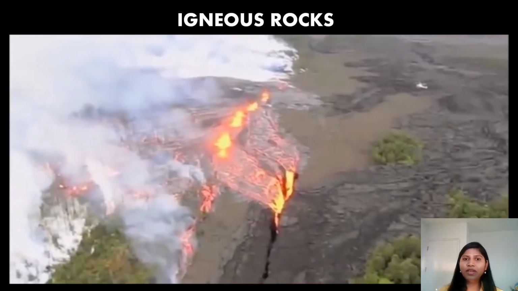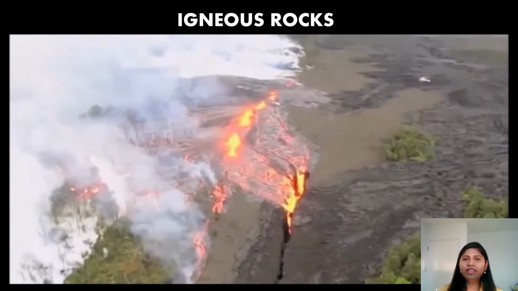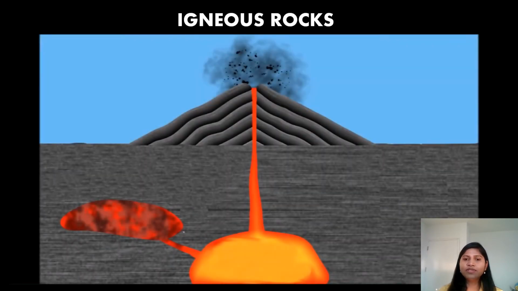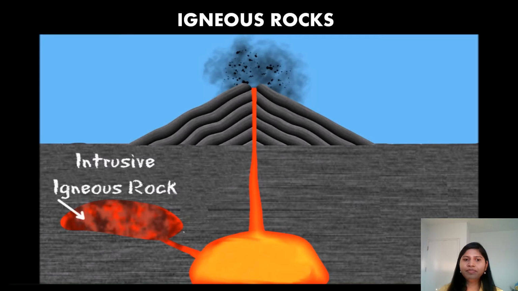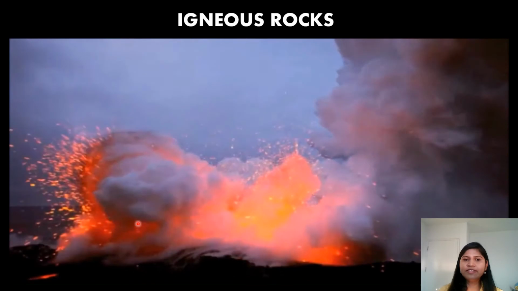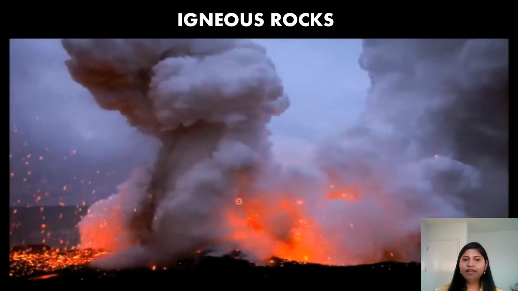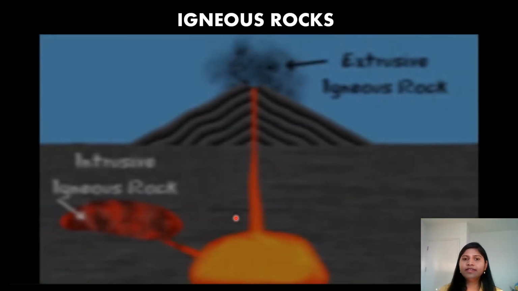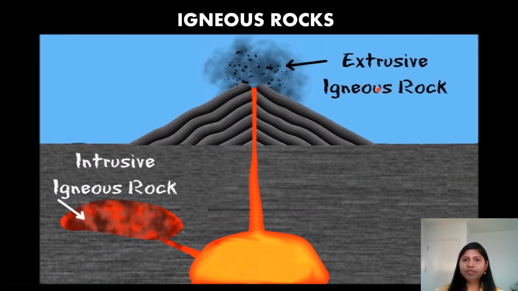Let's begin with how igneous rocks are formed. Igneous rocks are formed when lava or magma cools. Sometimes magma cools slowly underneath, so they form intrusive igneous rocks, whereas sometimes the lava cools on the surface of the earth, which forms extrusive igneous rocks. Some of the extrusive igneous rocks are pumice, obsidian, and basalt.